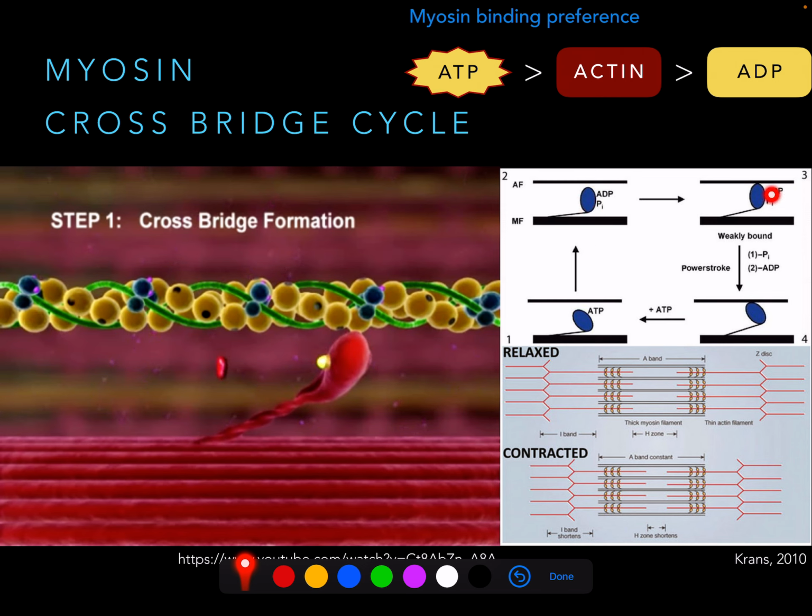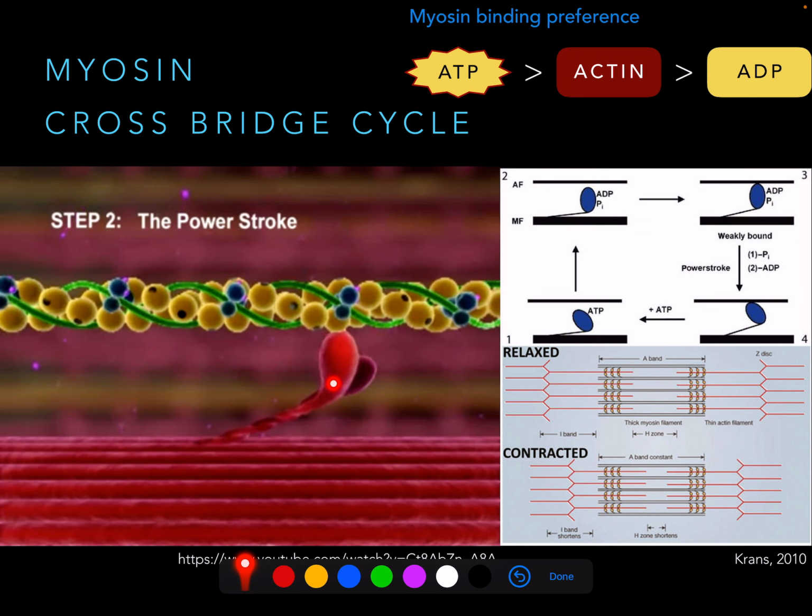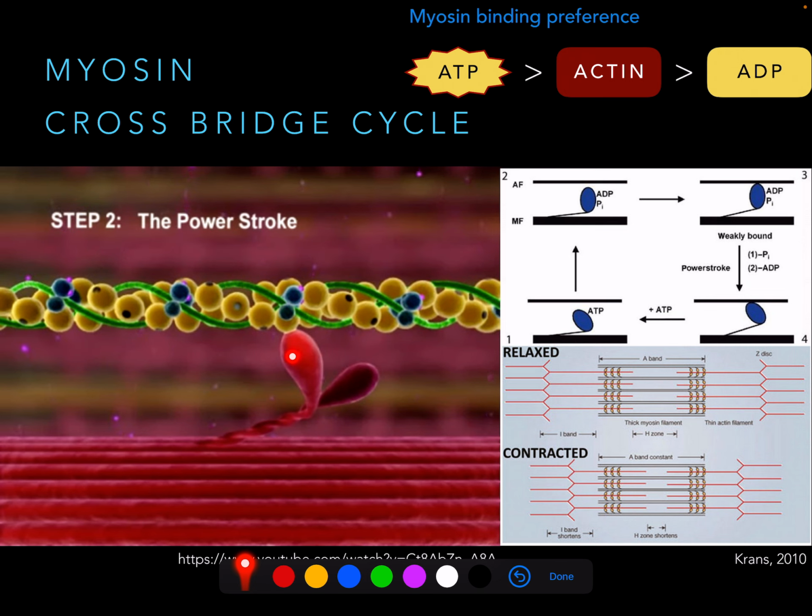That's what happens over here in step 3. I then release, well, there goes the phosphate. That's to stabilize the interaction. That then causes me to release ADP because I can only hold one thing. I then cock back 10 nanometers. That's the power stroke. Hey, my adenine nucleotide binding site is open, so now I can bind ATP. That's going to happen over here.